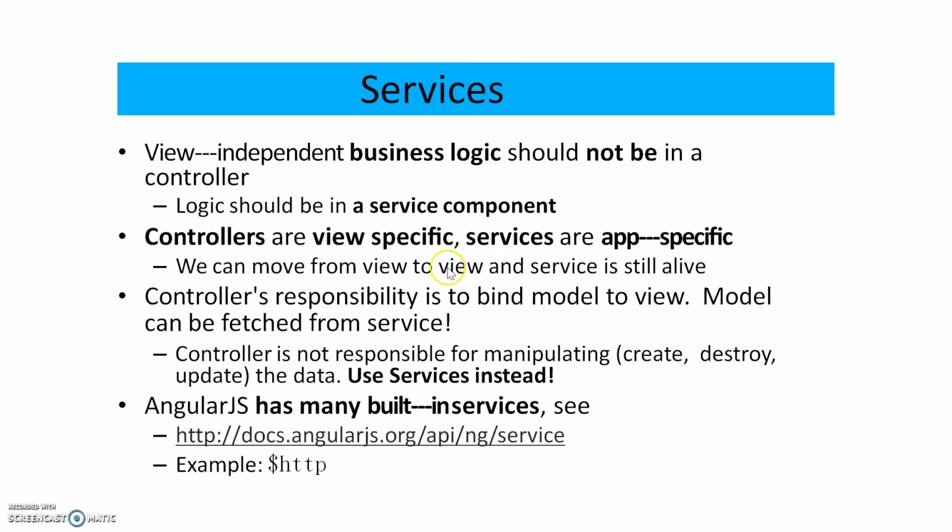We can move from view to view and the service is still live. So the scope of the service, you can understand. The controller's responsibility is to bind the model to the view, and the model can be fetched from the service, because the model means the state, the data. That content can be fetched with the service by connecting to the database or doing some calculations, actual business logic. The controller is not responsible for manipulating, creating, destroying, or updating the data. For this, you have to use the services.